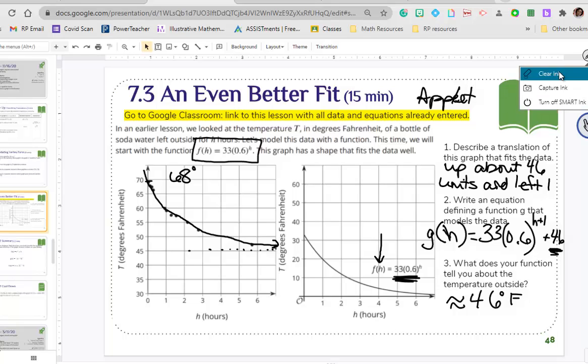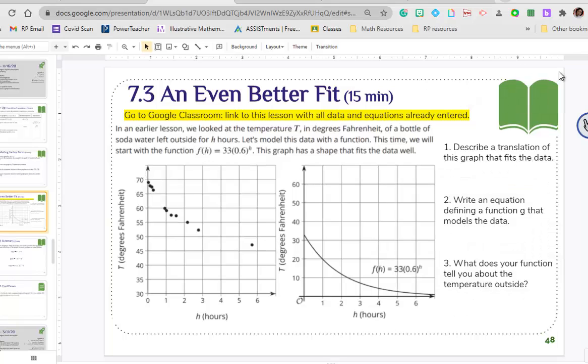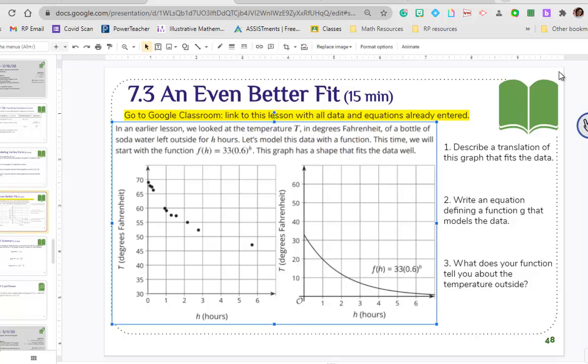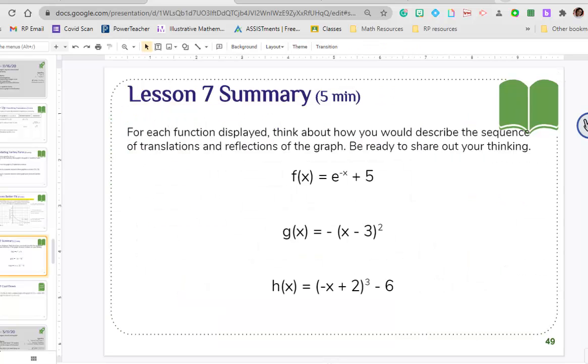So to pull a little bit of summary, we've got some summary pages for your lesson 7 in the workbook, and it's nice sometimes to look at those and just see what they say. We can think about how we could describe a sequence of translations and reflections of the graph just based on the changes that are going on. So if we started with f of x equals e to the x power, that would be our base for this equation.